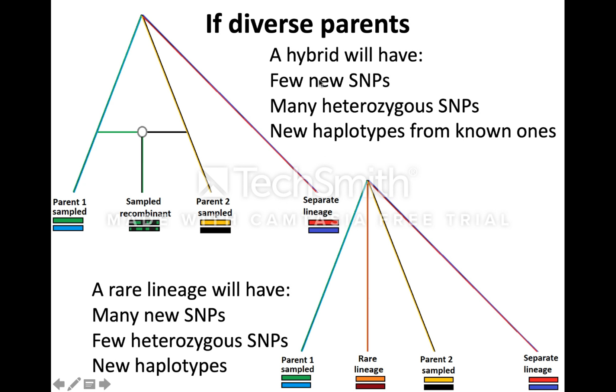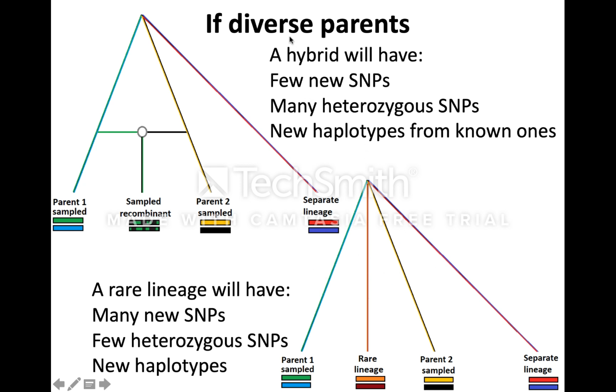So what we'll see for a hybrid lineage is few new SNPs, but many heterozygous SNPs, because we have two parental alleles here that are observed already in the population. In a separate lineage, what we see is many new SNPs and fewer heterozygous SNPs. So in our hybrid, we also see new haplotypes from known ones, whereas our separate lineage will see entirely new haplotypes. So this is different. So a rare lineage will have new SNPs, few heterozygous SNPs, and some new haplotypes.